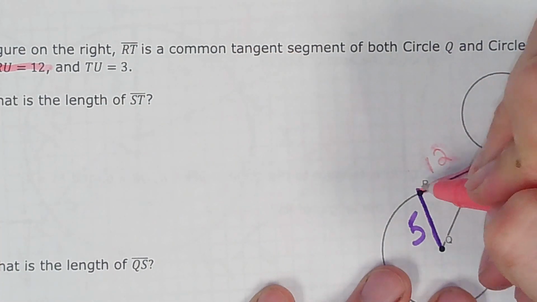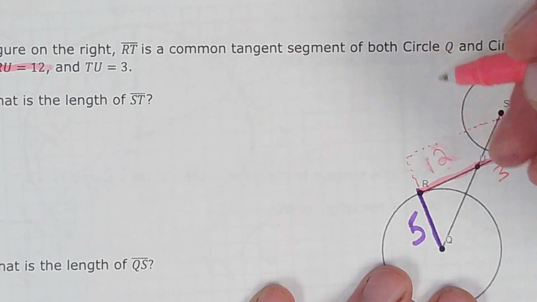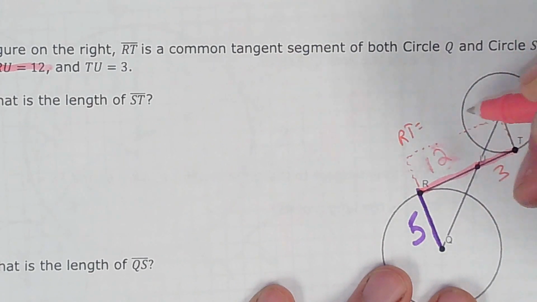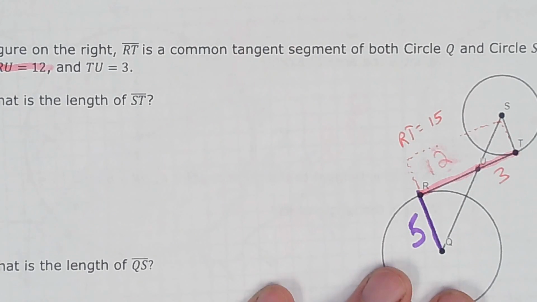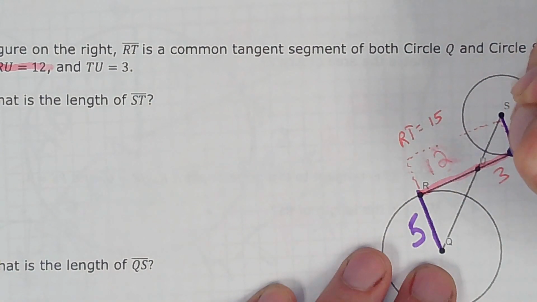So we know automatically, let's go ahead and put our given, not really given, but they're given. RT equals 12 plus 3, which equals 15. Okay, so we know that. Maybe we use it, maybe we don't. And we need to figure out what ST is. We're trying to find out ST.